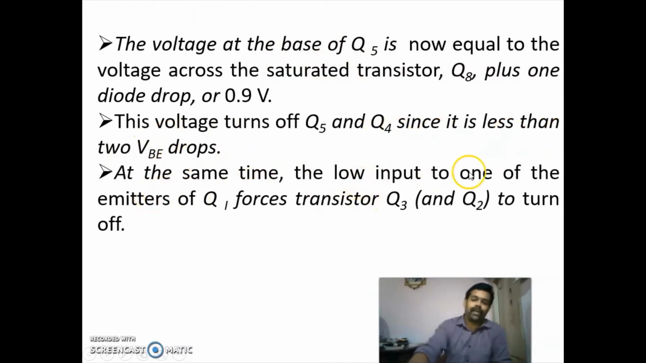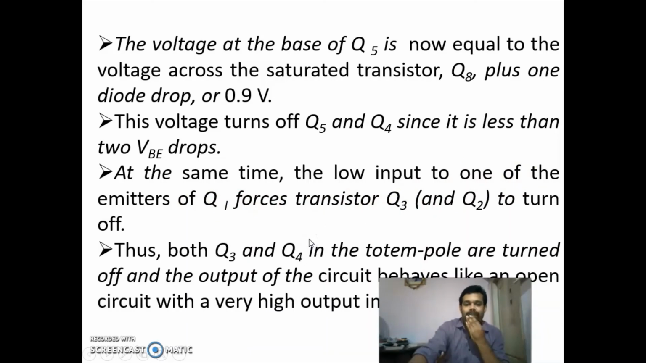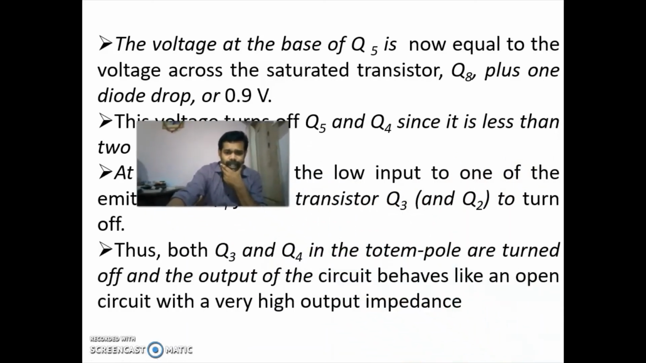At the same time, low input to one of the emitters of Q1 forces transistor Q3 to turn off. When both Q3 and Q4 in the totem pole are turned off, the output behaves like an open circuit and high output impedance. Already I have explained it clearly.